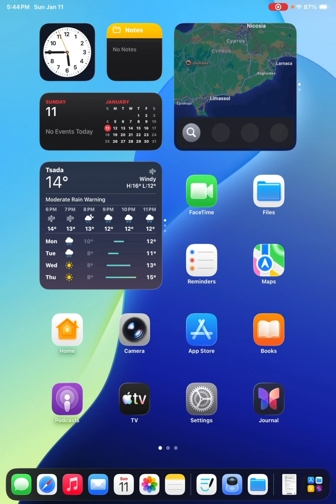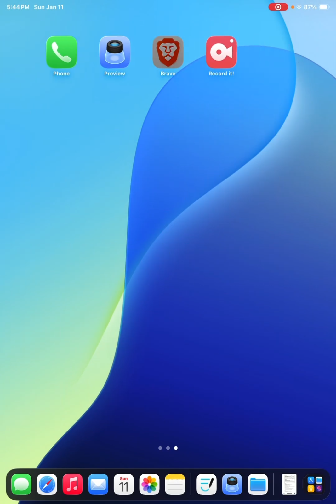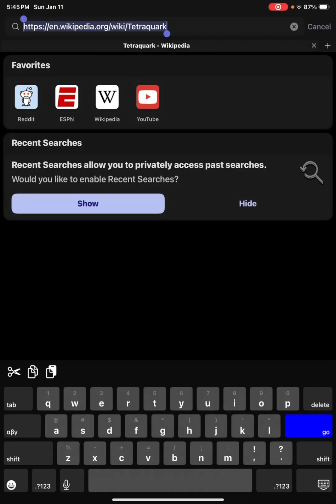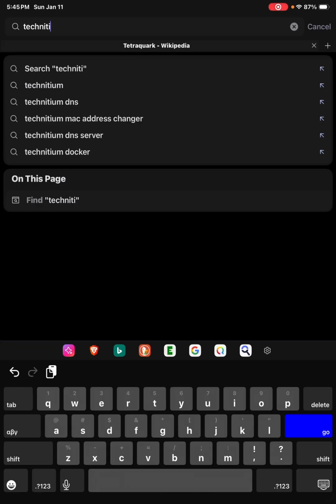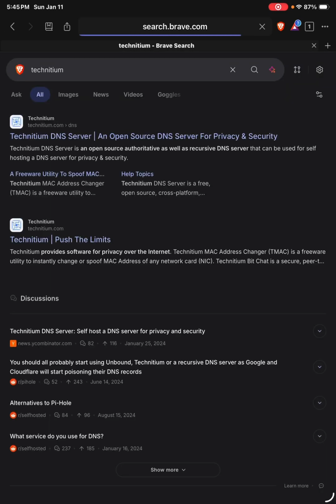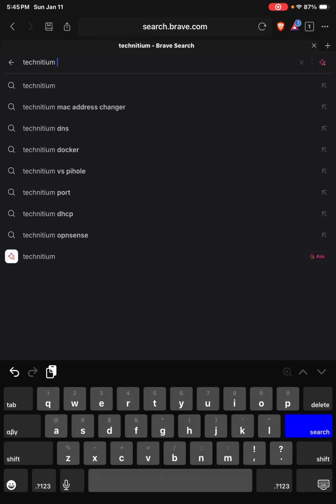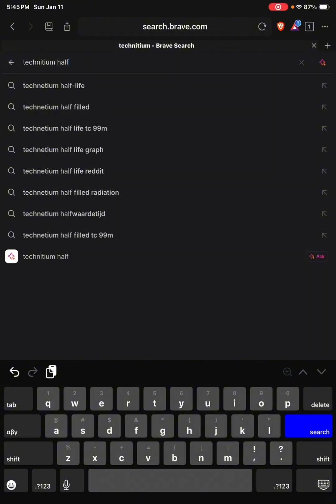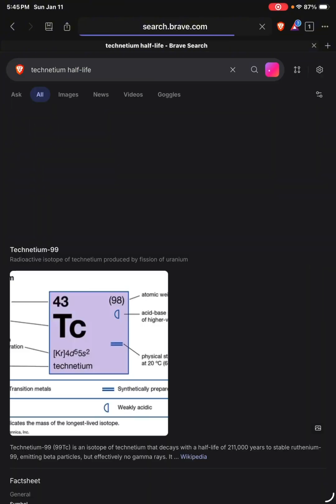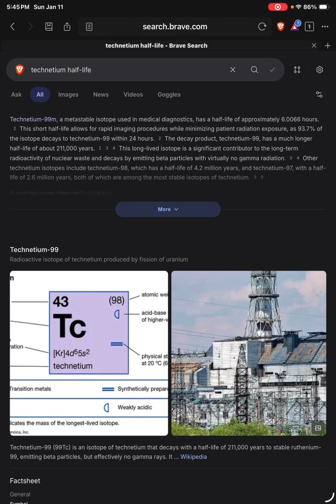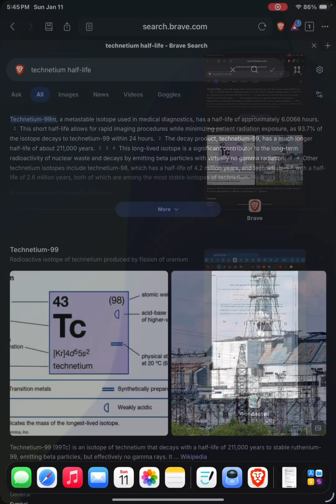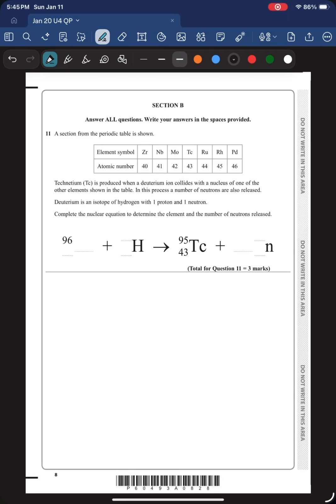Okay. So, let me see. Technetium. Okay, there it is. Let's ask half-life. I said a few years. Let's see. It's actually 6 hours. Okay, so even less. Okay, let's go back.